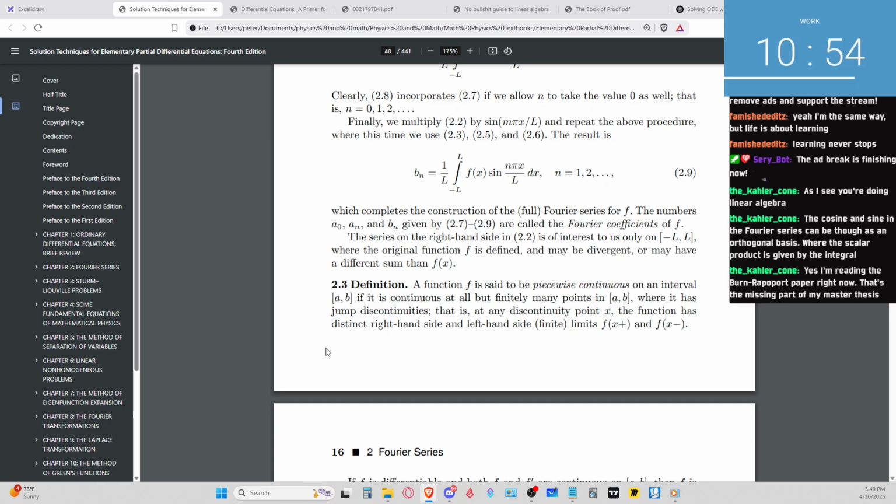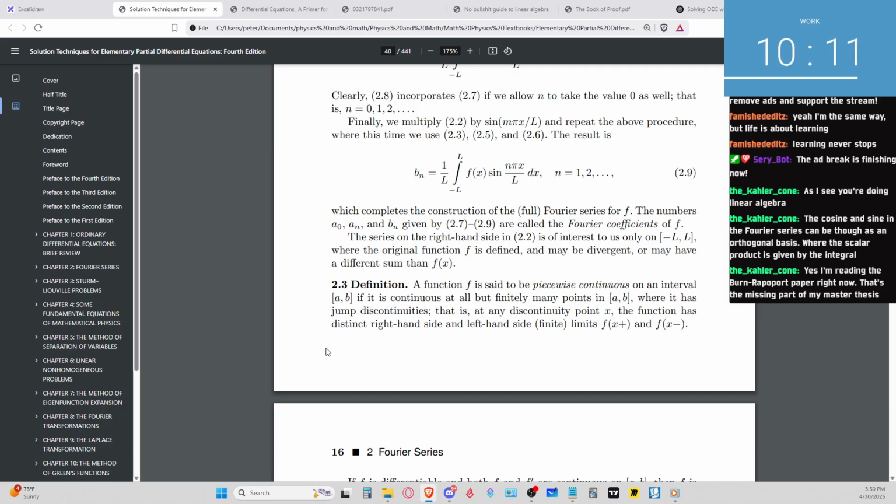L1, where the original function f is defined and may be divergent, or may have a different sum than f of x. Okay. Let's see. A function f is said to be piecewise continuous on an interval a and b if it is continuous at all but infinitely many points in a and b where it has jump discontinuities. That is, at any discontinuity point x, the function has distinct right-hand side and left-hand side finite limits.